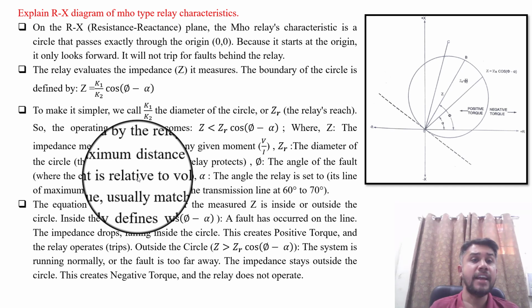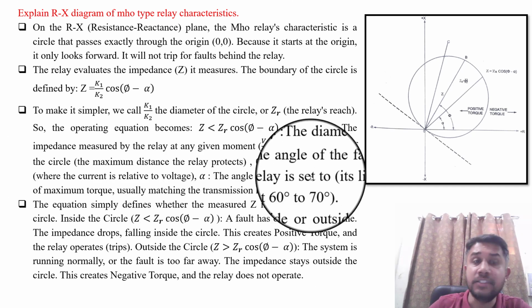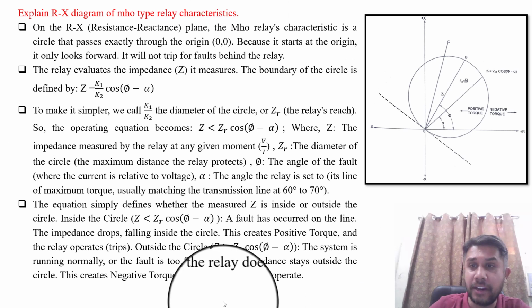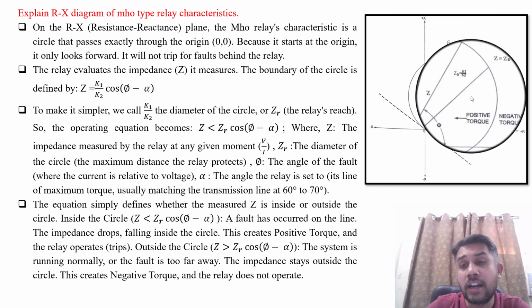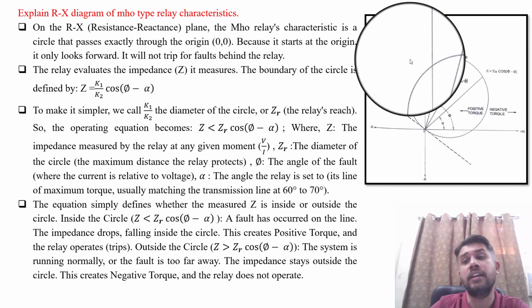Explain the Rx diagram of the Mho relay characteristic. So on the Rx, that is the resistance and reactance plane, you can visualize this round circle type characteristic as the Rx diagram of the Mho type distance relay.